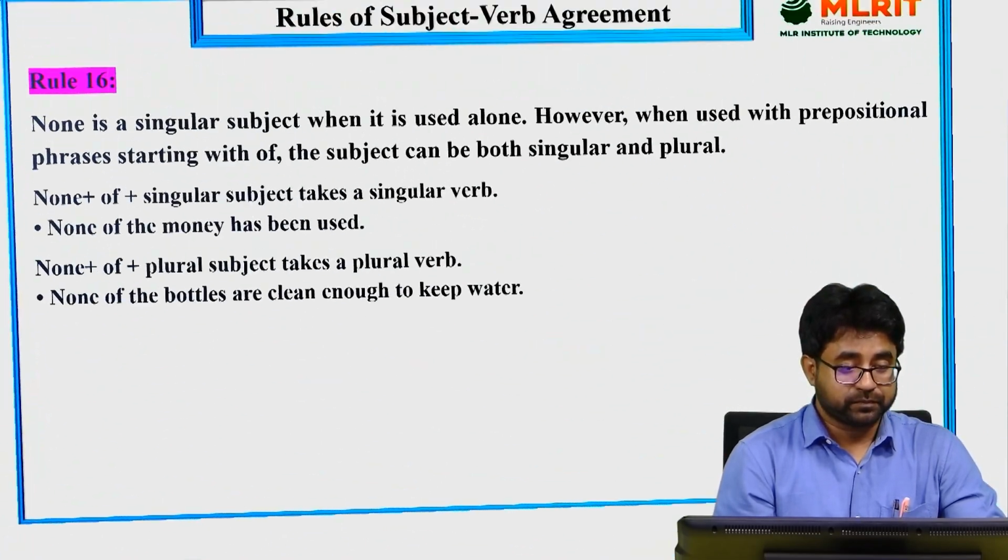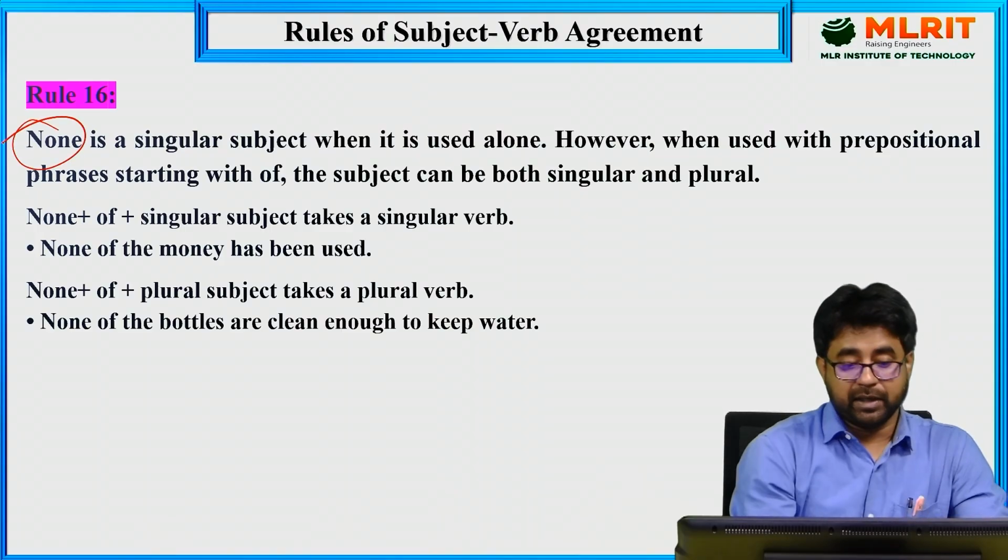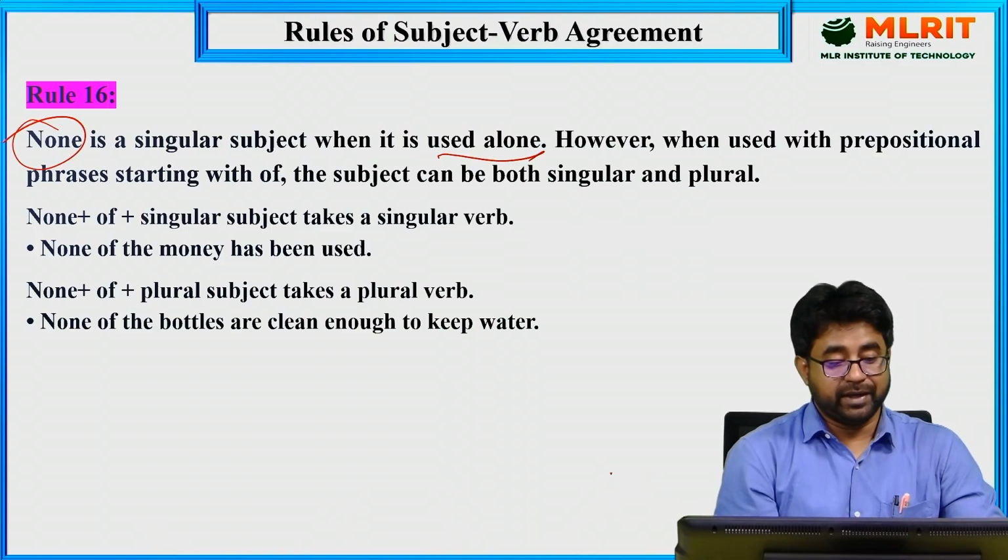Next one, rule number 16. None is a singular subject when it is used alone. So if you are using none alone, then it is a singular subject.